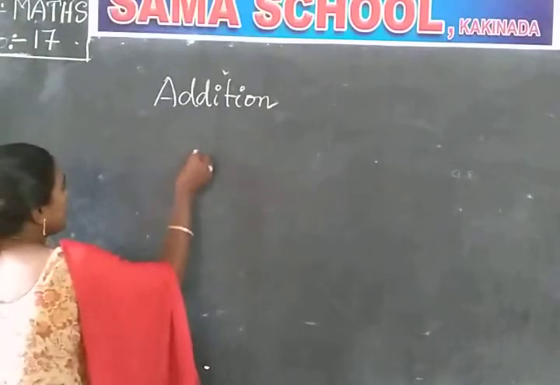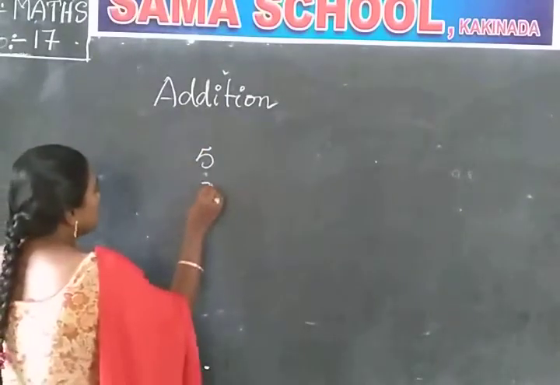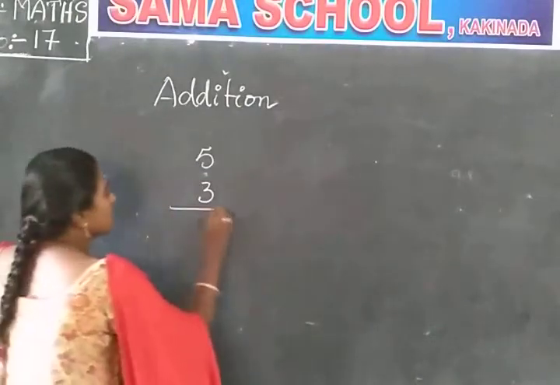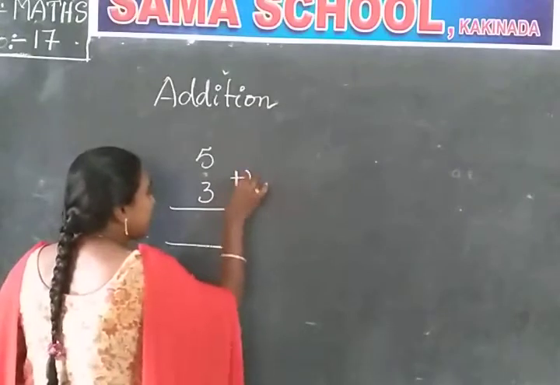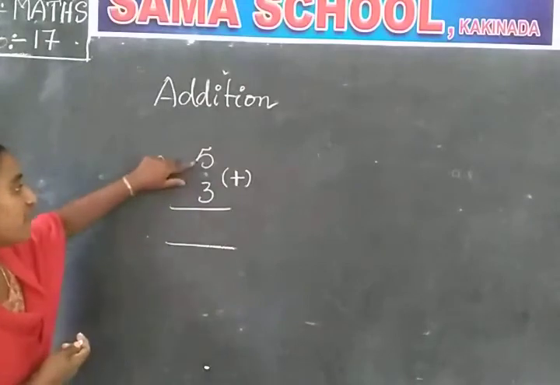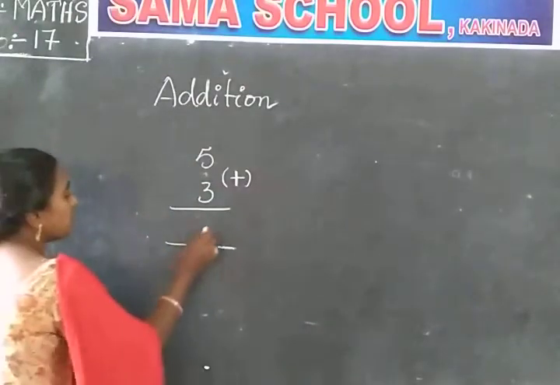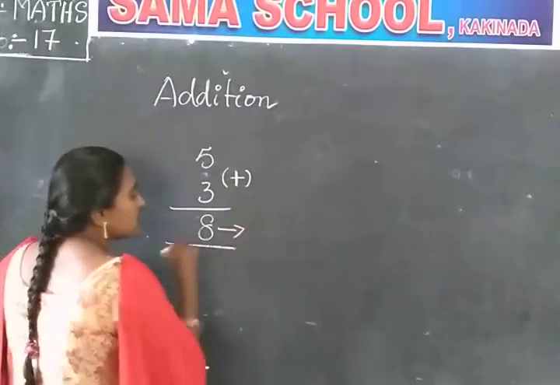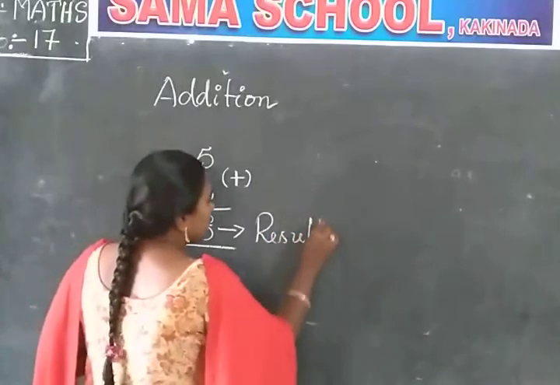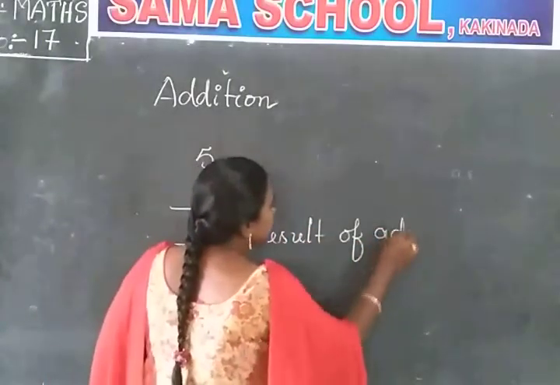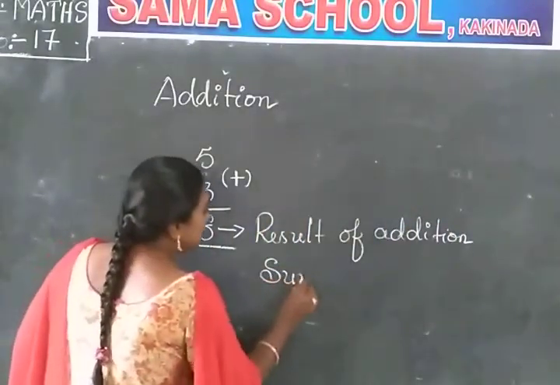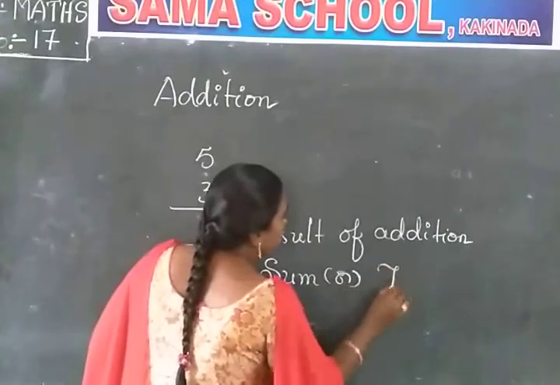For example, here I am taking 5, 3. You have to combine these two numbers. Combining means you have to add. Then you have to use the plus symbol. Then find the answer. 5 plus 3, how much? 8. This 8 is called the result of addition. This result of addition is called sum or total.